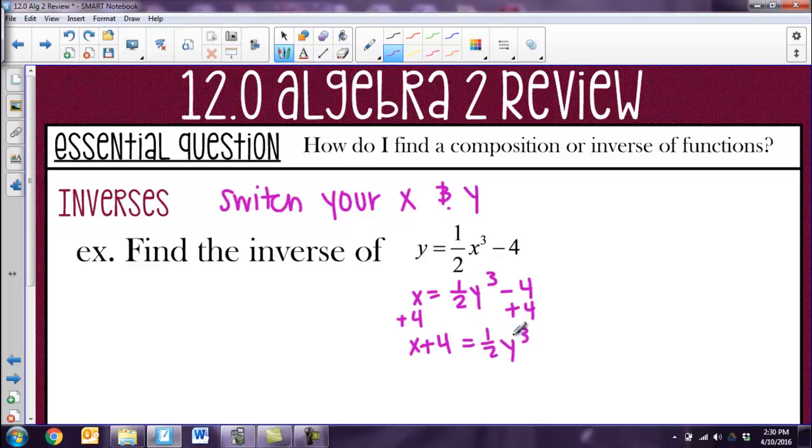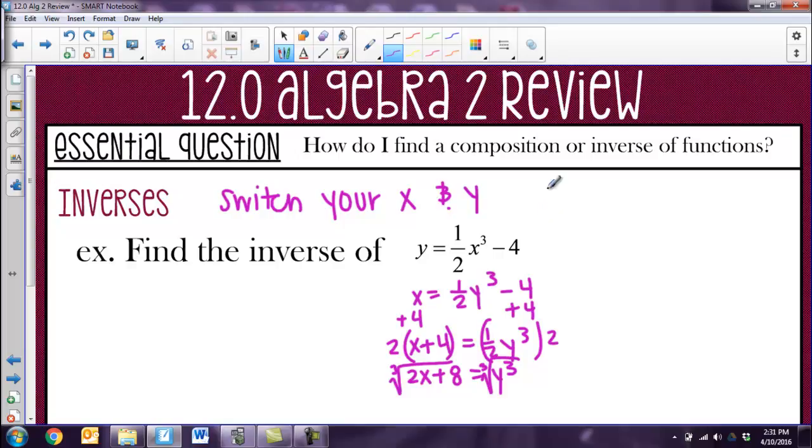Be careful in this next part. You're going to multiply by 2 to get rid of that 1/2, but you've got to multiply everything over on the left side by that 2. And then in order to get rid of a cube, you're going to take the cube root. So I find that the inverse of this is the cube root of 2x plus 8.